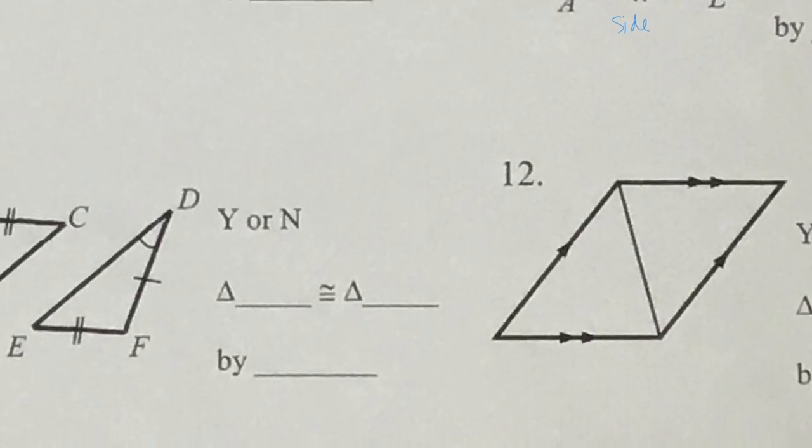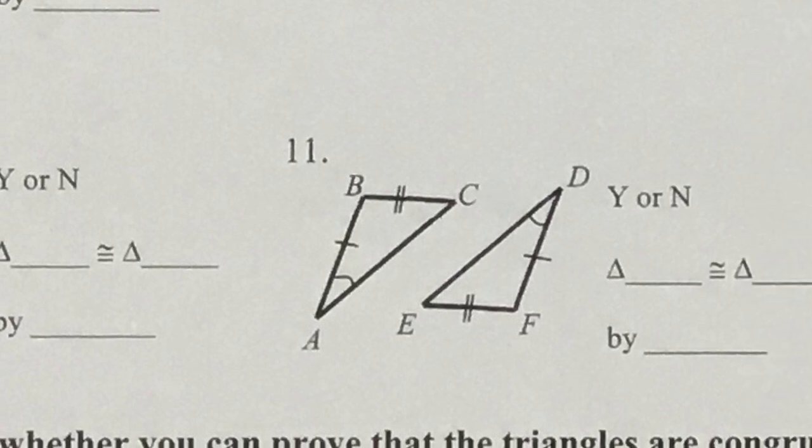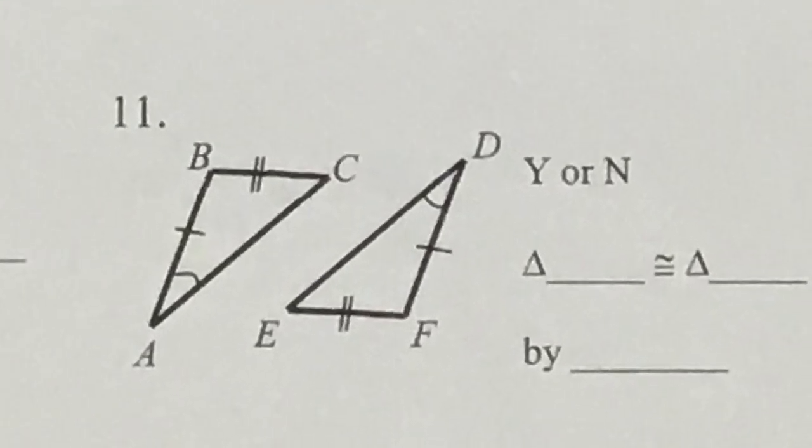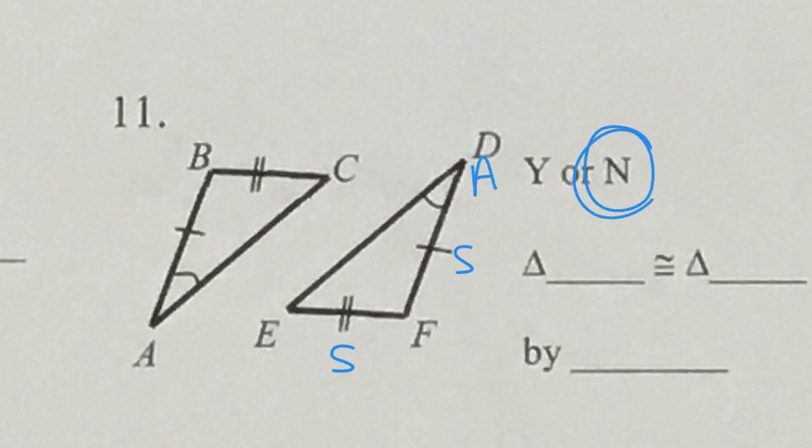Okay, let's see. What else do we have here? Right, so 11 would be the same kind of picture, right? We have a side and then an angle. So this 11 is a no by that same reason. There's no such thing as side-side-angle.